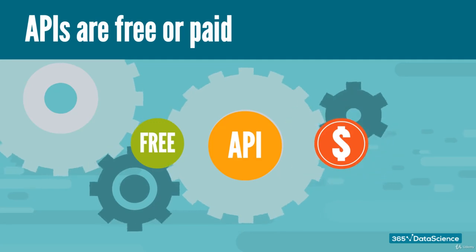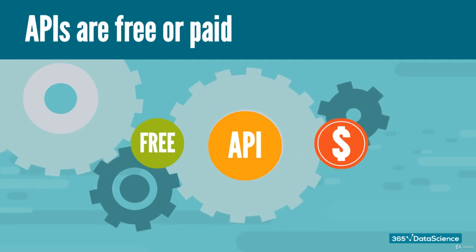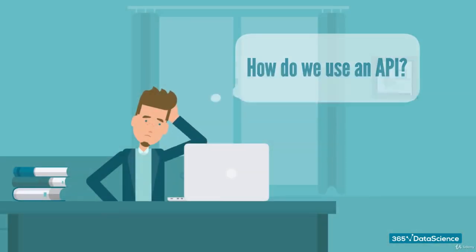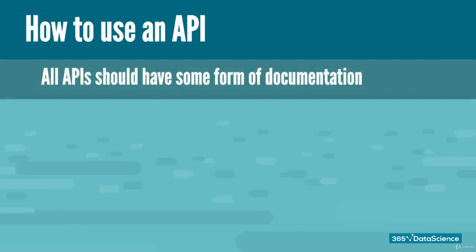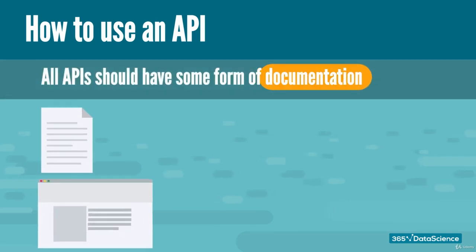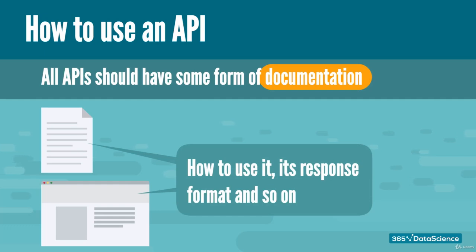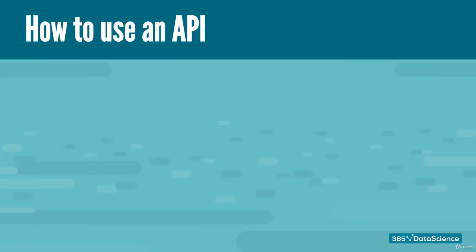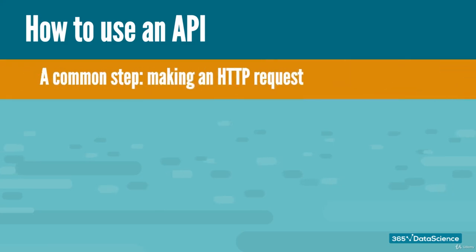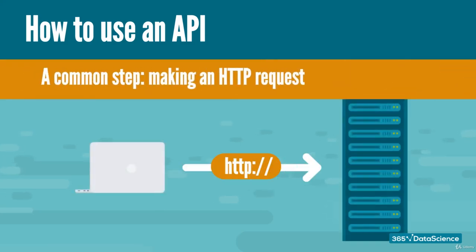Okay, now that we know what an API is and why it is useful, it's natural to ask, how do we use one? Luckily, all APIs should have some form of documentation, a file or a web page explaining exactly how to use it, its response format, and so on. That said, a shared step across their usage is to connect to it by making an HTTP request to the API server. To learn more about HTTP requests, join us in the next lecture.